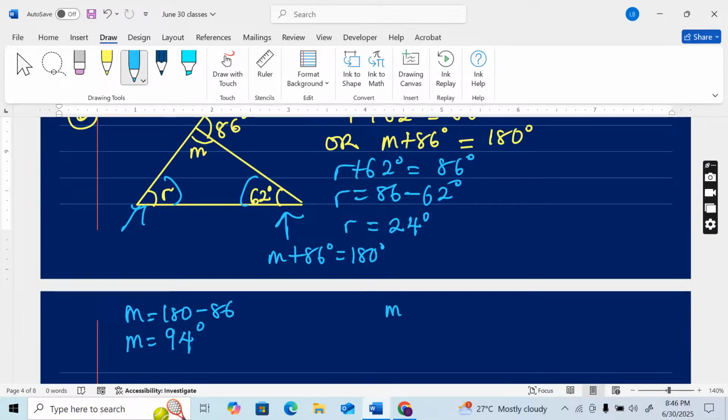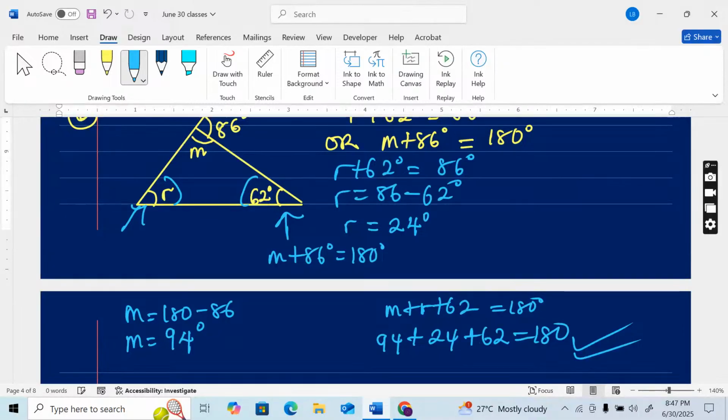So by the time we add M, R, and 62 together, we should be able to get 180 degrees. So let's check. M is 94 plus R, R is 24, plus 62. Will it give us 180? 2 plus 4 plus 4 is 10, 0 carry 1. 1 plus 9 is 10, 10 plus 2 is 12, and 12 plus 6 is 18, so 180. The answer is correct.